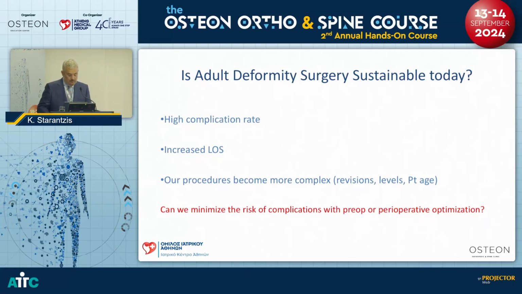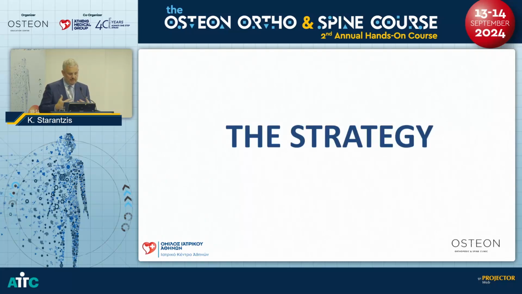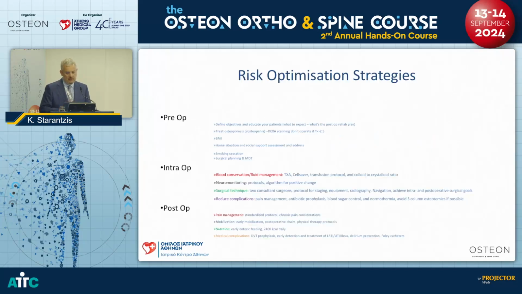So the question is, can we minimize our complications with pre-op and perioperative optimization of the patient? And this is part of the risk stratification process, to make it safer by developing a strategy that would optimize the patient, the surgeons, the means we use to correct the deformity, and eventually to get the best outcome.